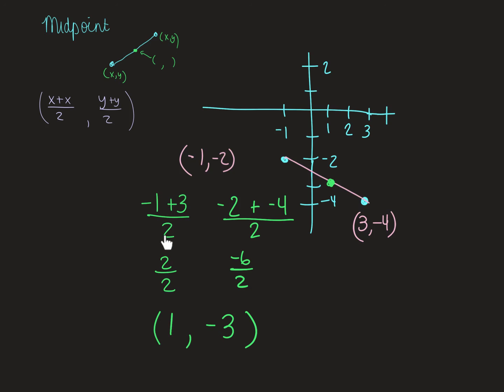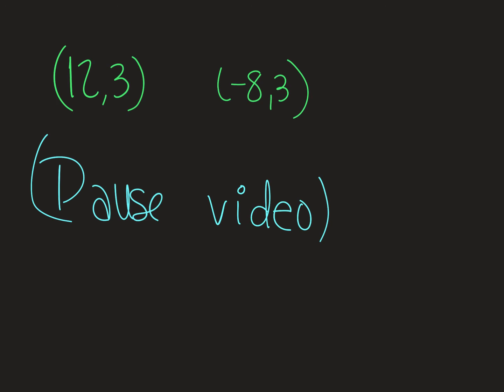Add your x's, cut it in half. Add your y's, cut it in half. Noticing that if we have negative signs, it kind of complicates it, but we're still adding our y's and cutting in half. All right, pause the video and you guys try this one on your own. Find the midpoint between those 2 dots.